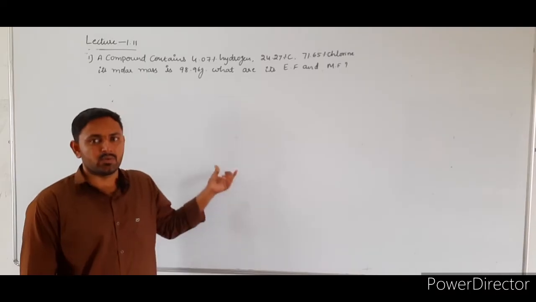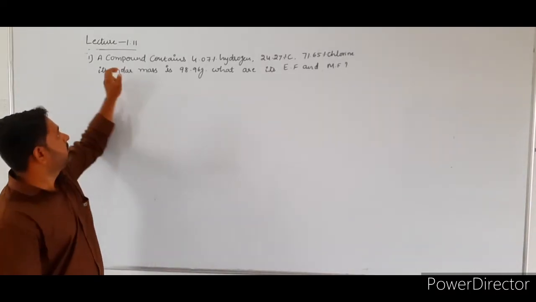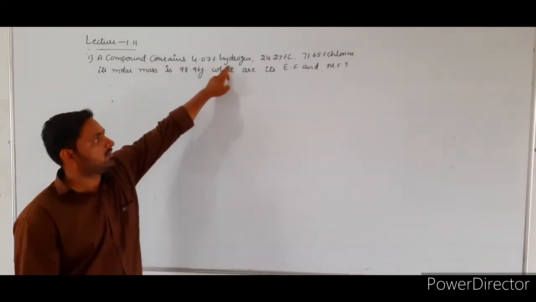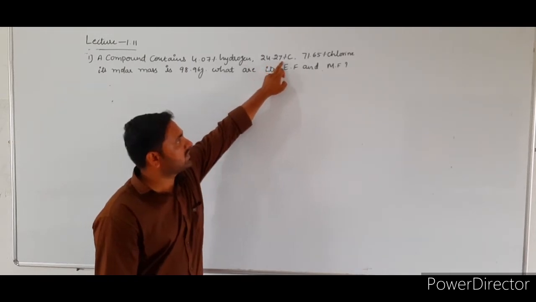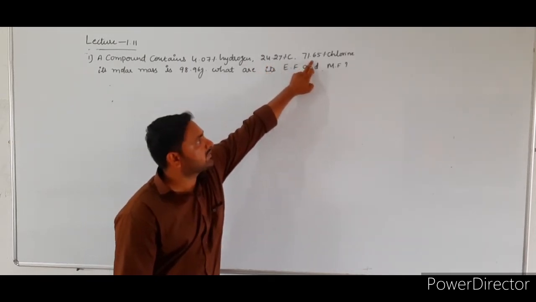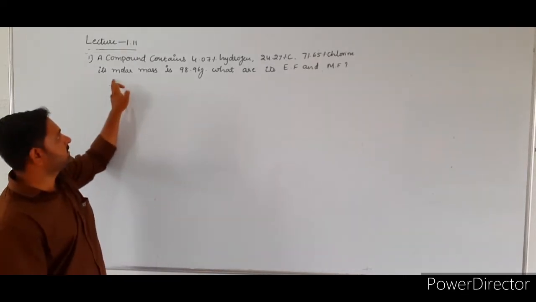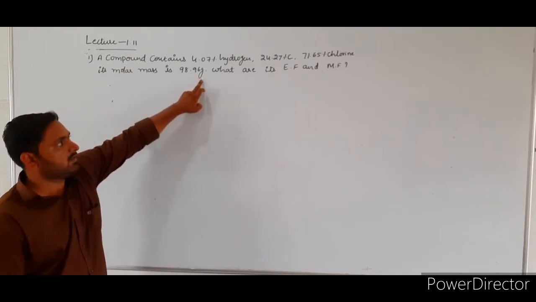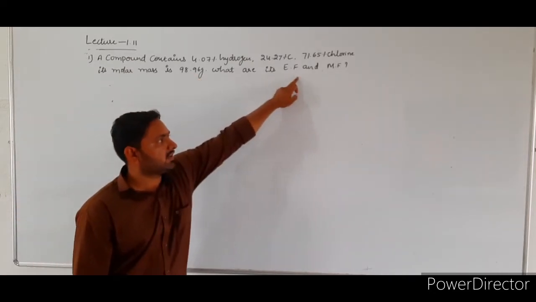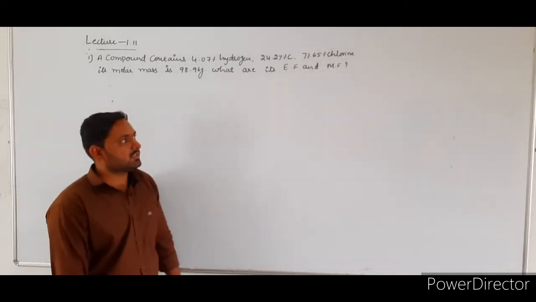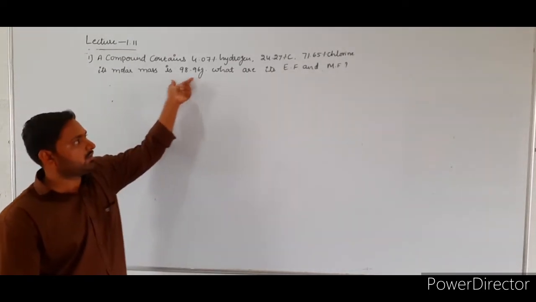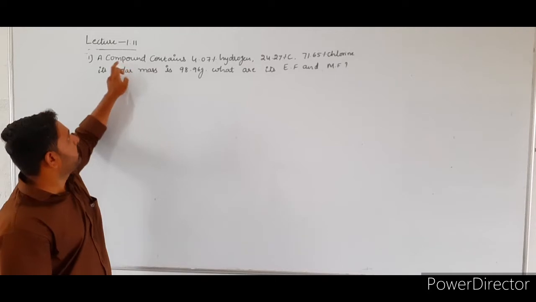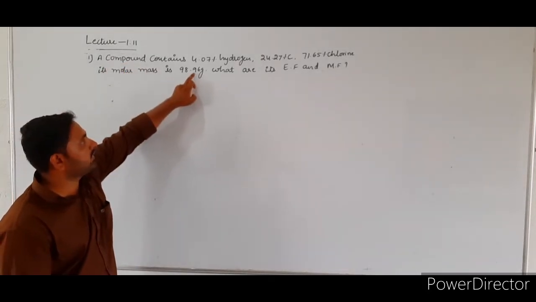Okay, let's solve some numericals. The first one: a compound contains 4.07% hydrogen, 24.27% carbon, 71.65% chlorine, and the molar mass of the compound is 98.96 gram. Then find out the empirical formula and molecular formula. By using the given data, we have to find out the empirical formula and molecular formula of this compound. The molar mass of this compound is 98.96 gram.